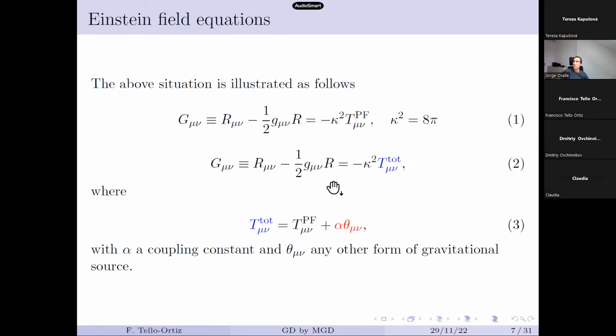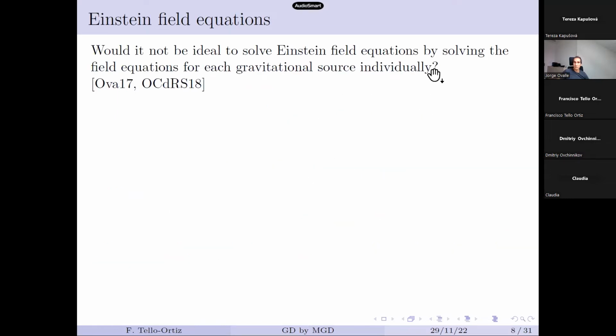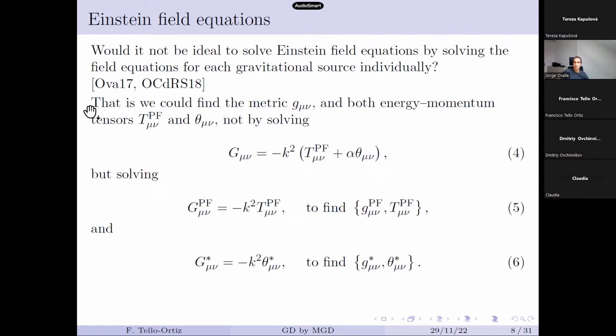Okay. Then I am going to solve for the theta mu source. Is it possible to do that? This is the question. Then we want to solve this problem. We have the full Einstein tensor, okay? This is equal to the full matter distribution now containing the perfect fluid and the theta mu tensor, okay? But we want to solve this problem, not the full problem given in equation number 4. We just want to separate them and solve the part corresponding to the perfect fluid solution, okay?